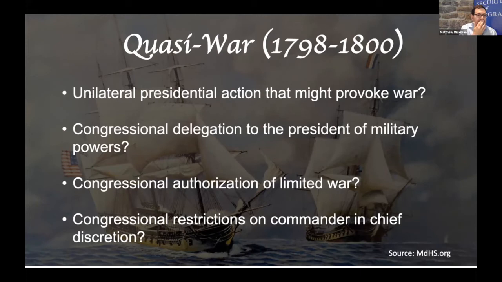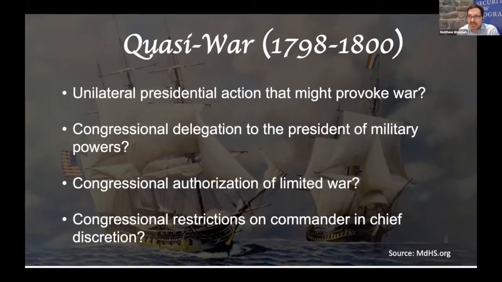Second question, in some ways a reverse of the first one. May Congress delegate some of its military powers to the president? This came up earlier in our discussion of the militia clauses and the early militia acts, but it comes up here in the quasi-war with proposals in Congress to give the president some conditional authority to expand the size of the Army or the Navy under certain circumstances in his discretion.